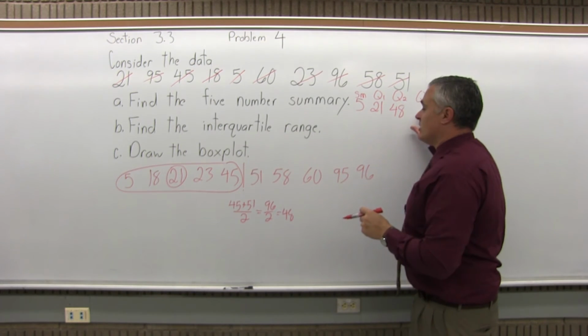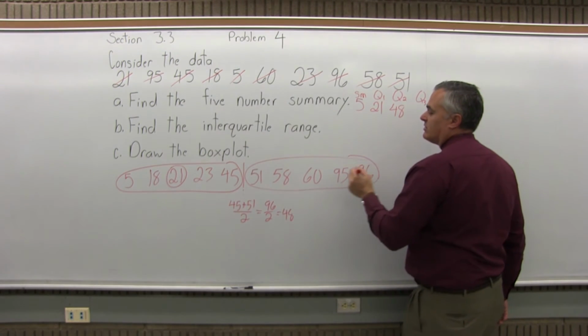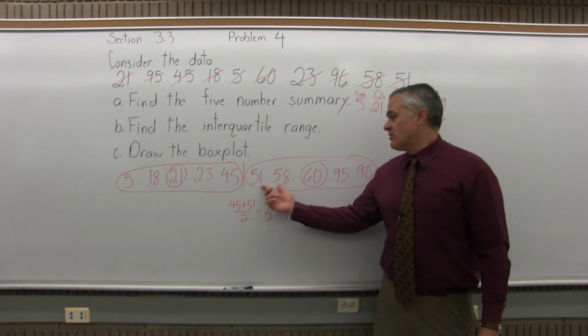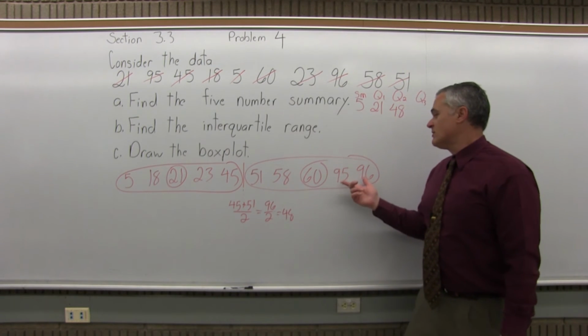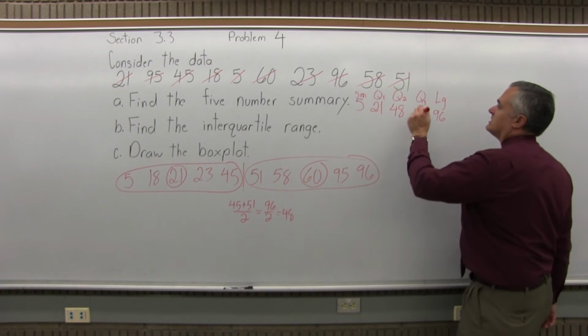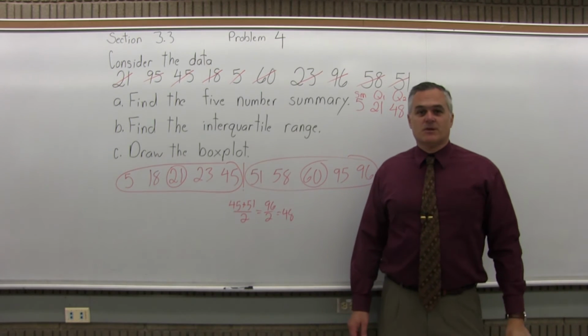And finally, Q3. Q3 is the median of the upper half of the list, not including Q2. So the middle value is 60. There are 2 numbers smaller than the 60, 2 numbers larger than the 60, which makes 60 the middle value, or the median. So 60 is Q3. So there's the 5-number summary.